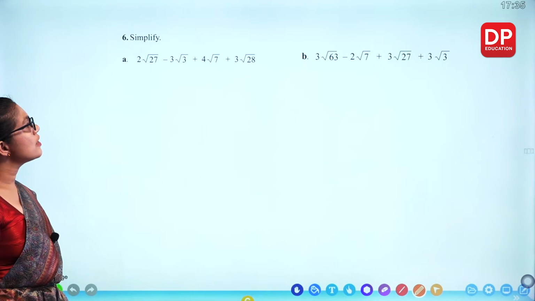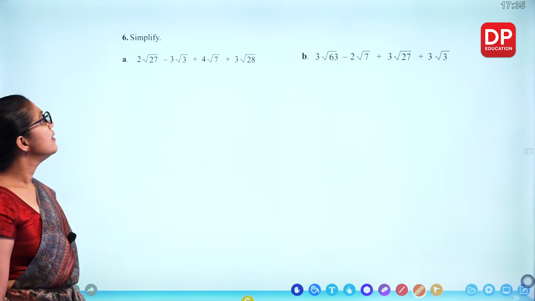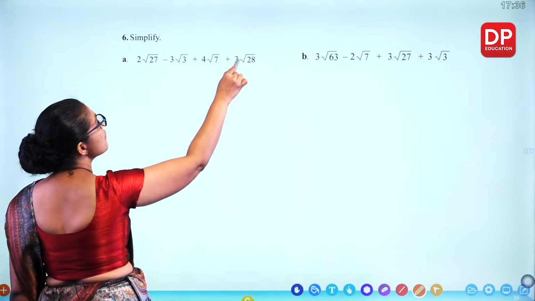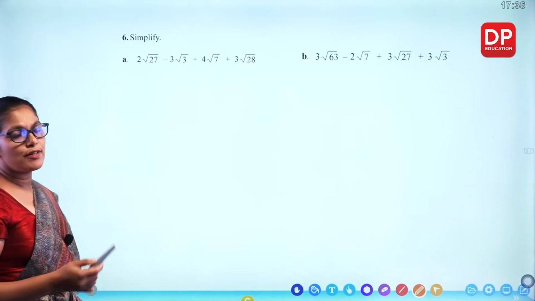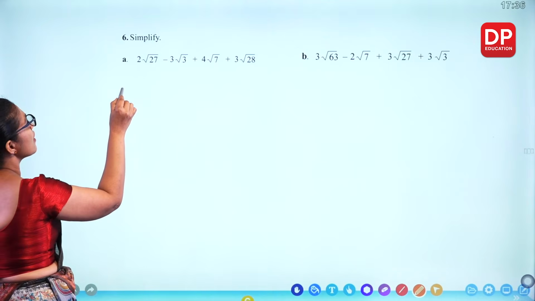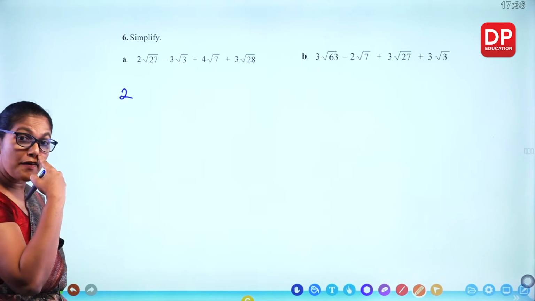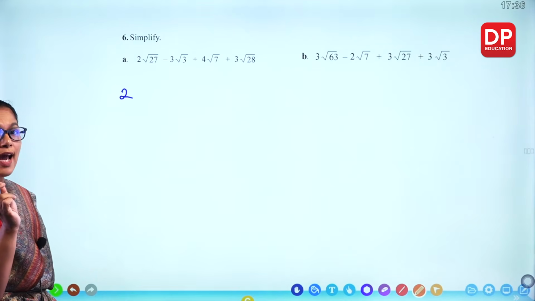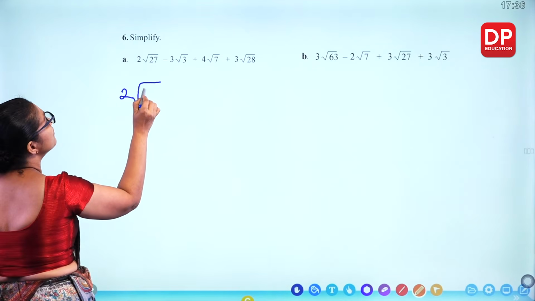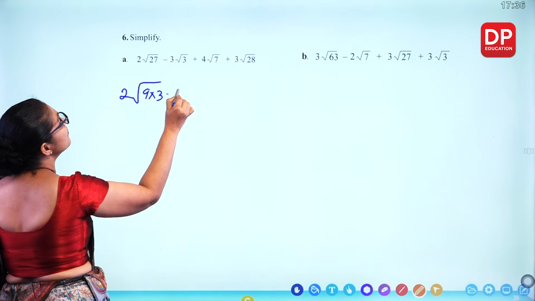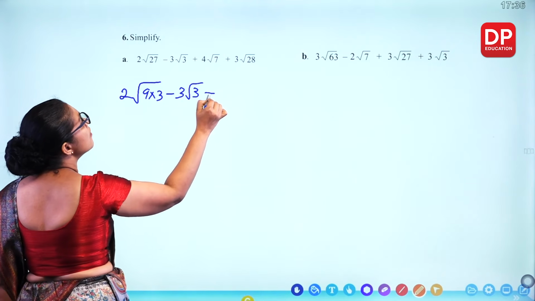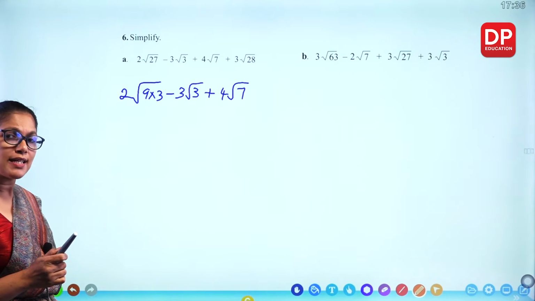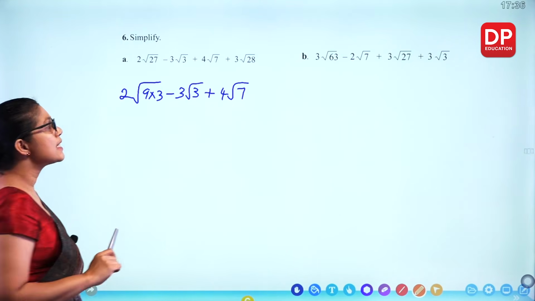Look at the 6th question. You are asked to simplify. So here, first you have to write down the simplest form and then add or subtract. When you take 27, can I write 27 as a square number? Yes, I can. 9 times 3. This one I can't. 7 I can't write. What about 28? 28, what's the square number? 4 times 7.